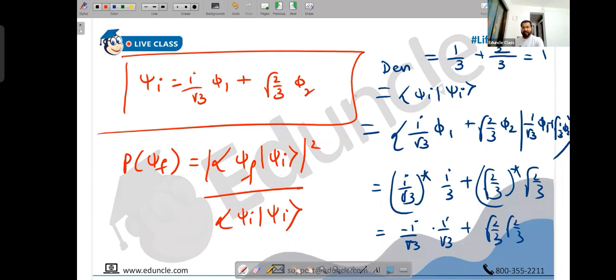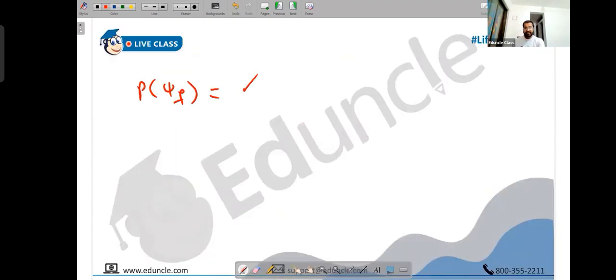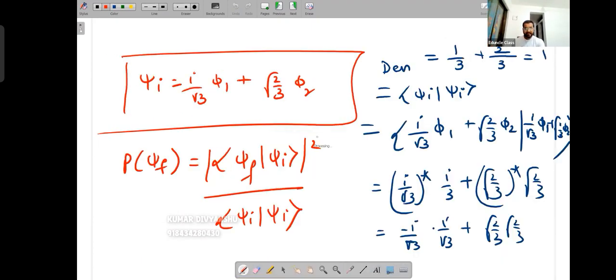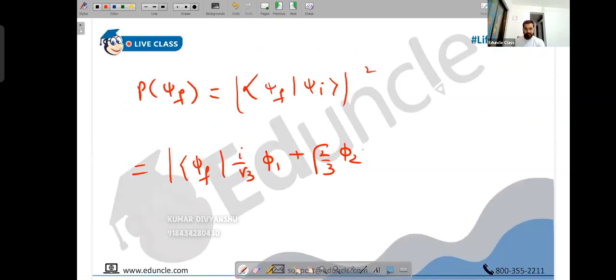So all that we have to calculate now is the numerator. So probability of finding psi f is now just mod of psi f psi I the whole square. So that is basically psi f into what is psi I? Psi I is I upon root 3 phi 1 plus root of 2 by 3 phi 2. Any questions, please ask.